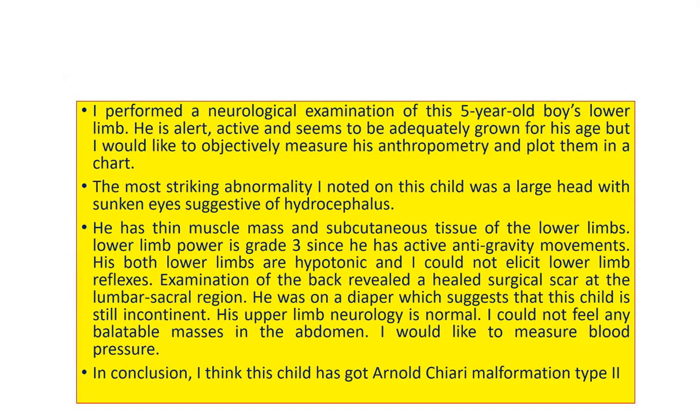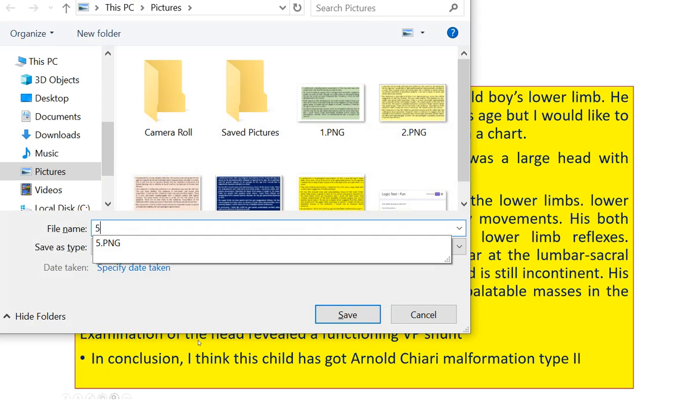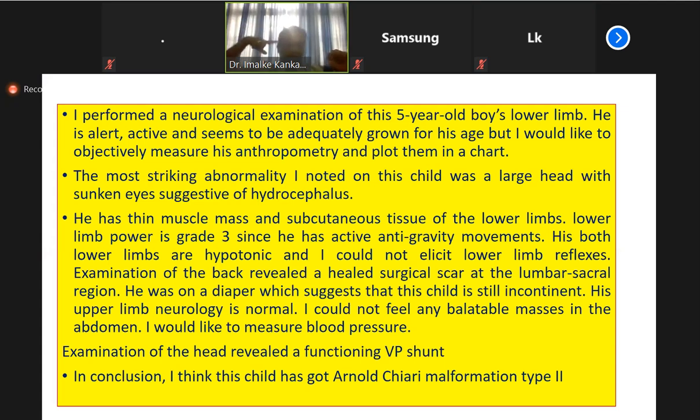Okay, so examination of the head revealed a functioning VP shunt, because in the past there were reservoirs in these VP shunts where you can press it and empty it and see whether it's filling back. But nowadays, lots of different types of VP shunts are there. You will not be able to press it freely, and some of these shunts you are not allowed to press. But you can just mention you palpated the VP shunt. In conclusion, I think this child has got Arnold Chiari malformation type 2.